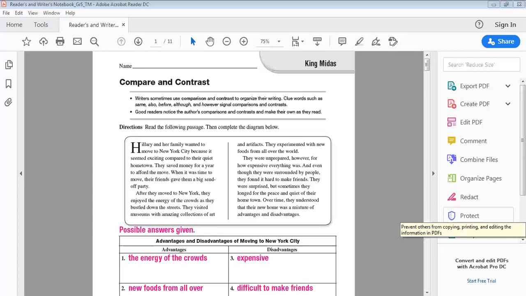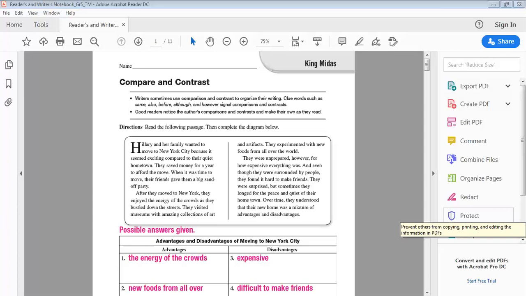Now, let's look at this story. In this story, it says, read the passage, then complete the diagram below. Hillary and her friends wanted to move to New York City because it seemed exciting compared to their quiet hometown. They saved money for a year to afford the move. When it was time to move, their friends gave them a big send-off party.